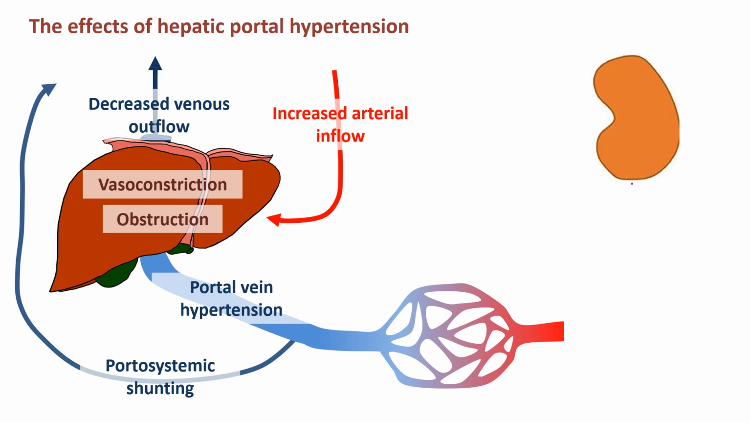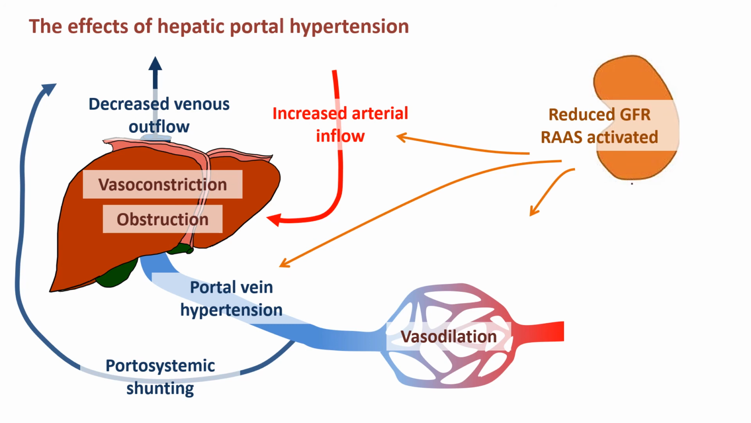We may get portosystemic shunting. Remember, this is the formation of the collaterals to bypass the liver. We get vasodilation in the splanchnic beds, in the beds of the organs of the abdomen. We also may get reduced glomerular filtration rate and RAS activated. That's going to have an impact on all of these different systems. As a result, we have transudation from the organs within the abdomen.